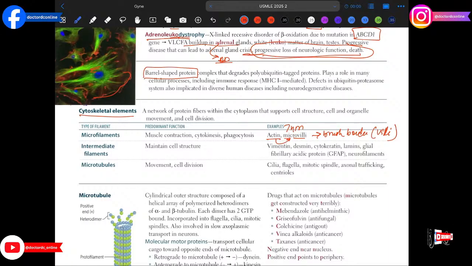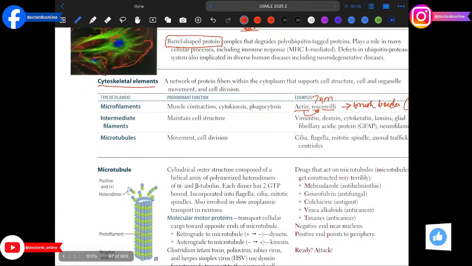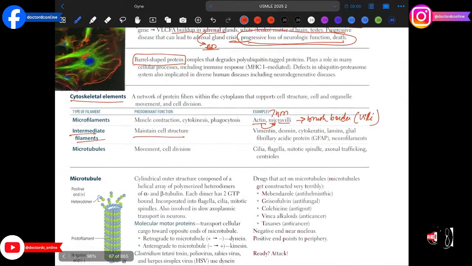Actin is also used in adherens junctions, which are common in epithelial and endothelial cells, and are used to hold cells together. Intermediate filaments are generally involved in cell structure and have an intermediate diameter of about 10 nanometers. Some examples of intermediate filaments are, but I'll come back to these in a couple minutes.